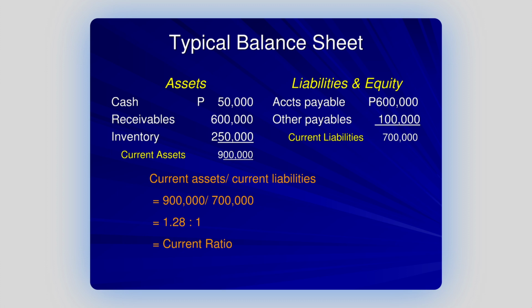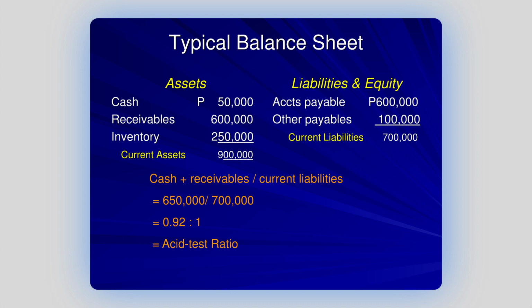Maganda ba to? Okay siya, no? Since it is more than 1. Mas malaki yung current assets mo with your current liabilities. Ibig sabihin, you can pay for your utang, for your current liabilities, no? 1,600,000 is more than the 700,000. Kaya lang, class, if you notice, majority is receivables and you have your inventory.